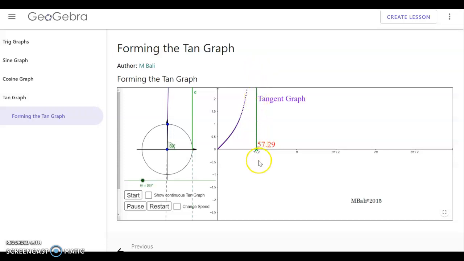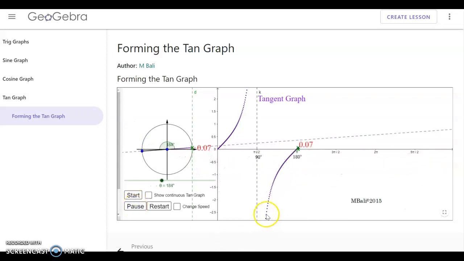That is an asymptote. That's undefined on our calculator, and that's where our graph cannot touch and can't occur. So our graph will get really, really close to our asymptote, but it will never, ever touch it. Let's restart that and have a look as we move around further.